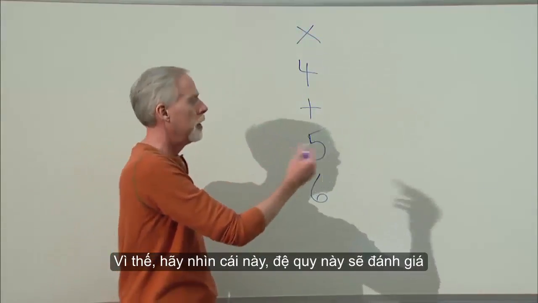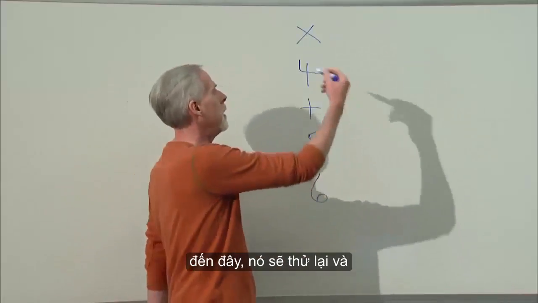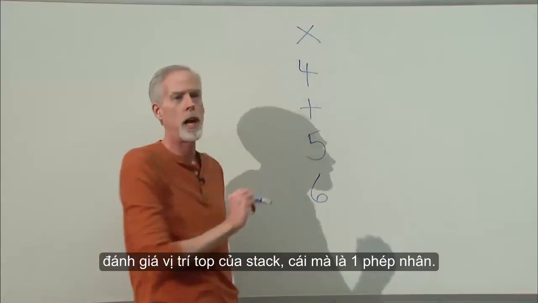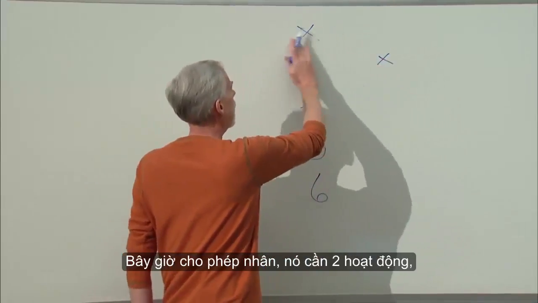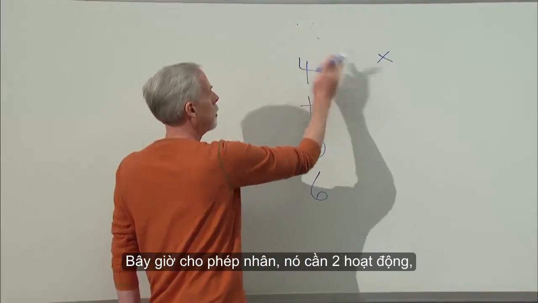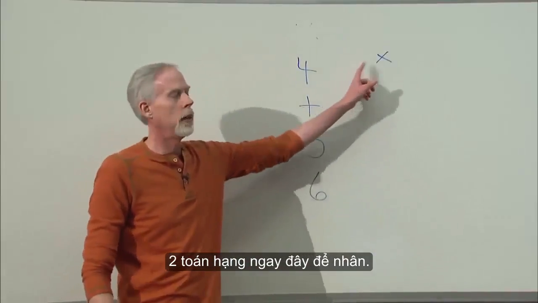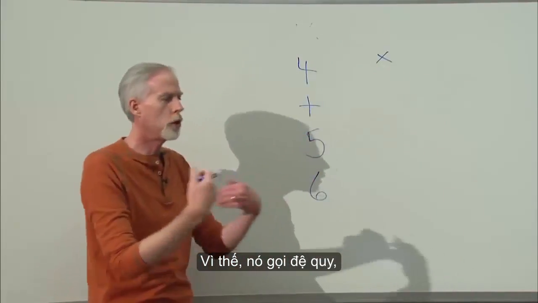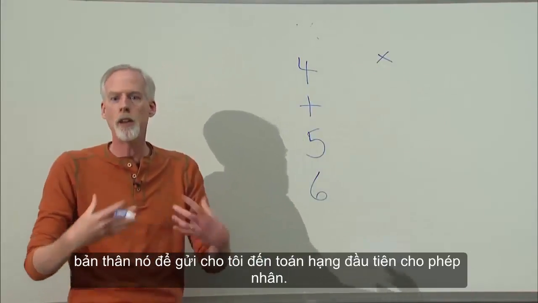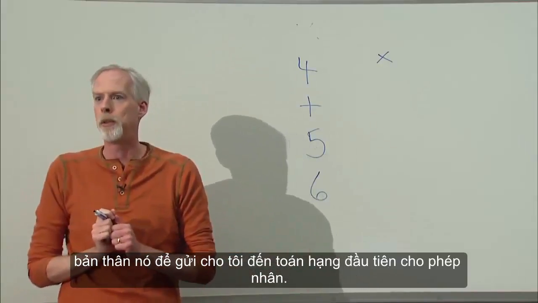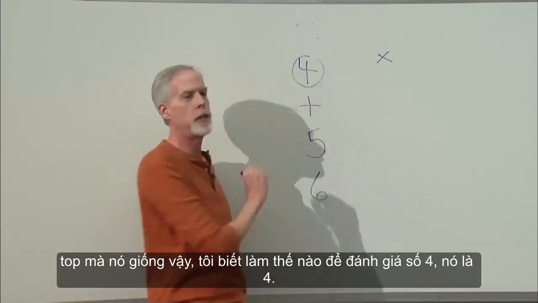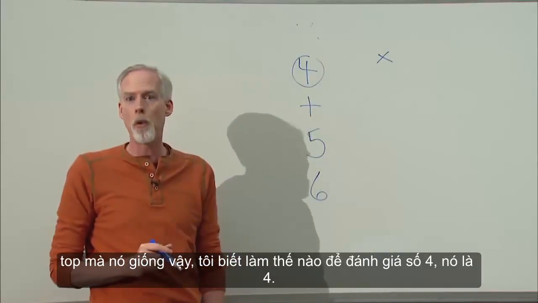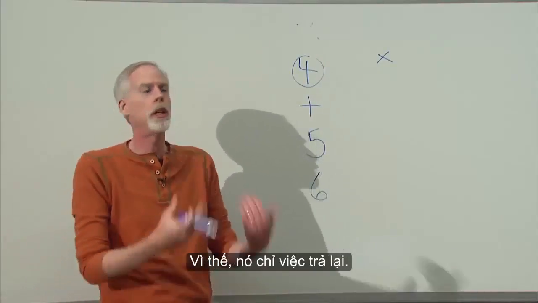So let's look at this. This recursive evaluate is going to come in here. It's going to try and evaluate the top of the stack, which is a times. Okay? So it's like, okay, I'm doing times. Now, for times, it needs two operands. So it recursively calls itself to say, give me the first operand for times. And so recursively comes in here. It finds a 4 on the top. It's like, I know how to evaluate 4. It's 4. So it just returns.